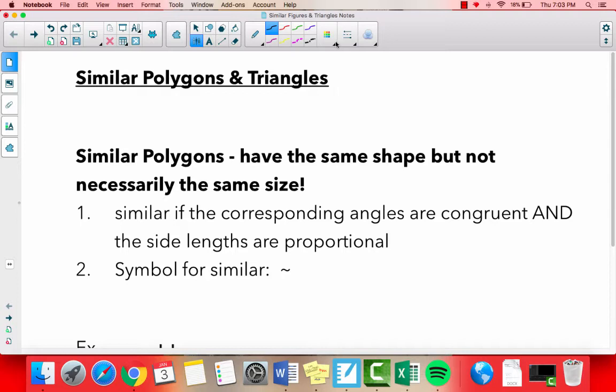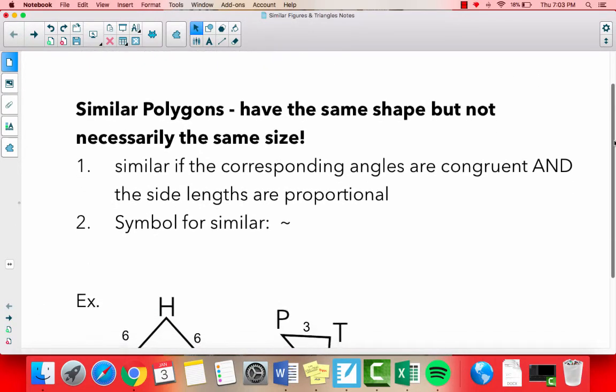And then the second thing you want to know is that the symbol for similar is this little symbol here. It's basically like a congruent sign without the equals part underneath it. So anytime you're writing a similarity statement, you're going to use this symbol, or you might even see it in some of the directions on our assignments.